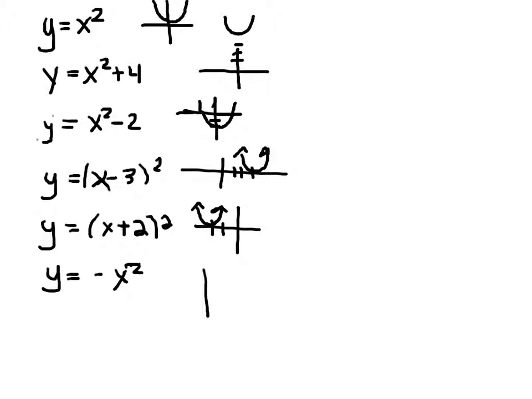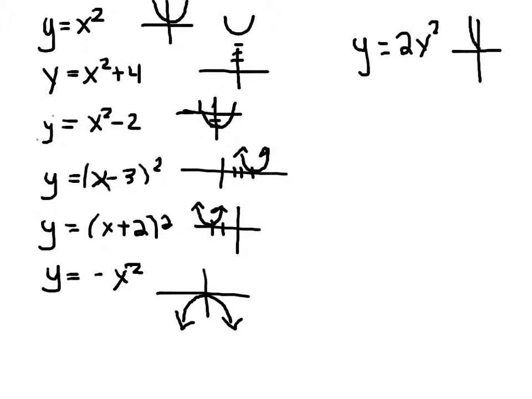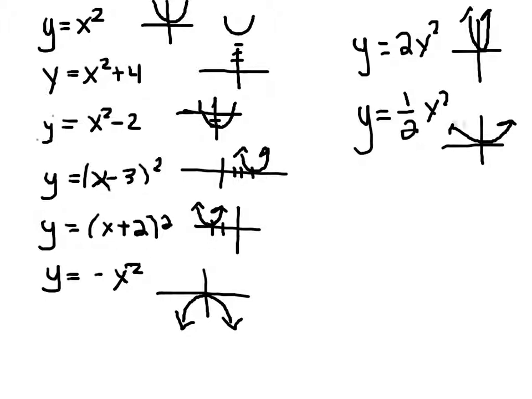If there's a negative in front of it, it makes it upside down. And if there was a 2 in front of it, it would make it narrower or stretched vertically. If there was a number between 0 and 1 in front of it, it would make it wider or stretched horizontally. And you have to be able to apply these rules about shifting to any function.